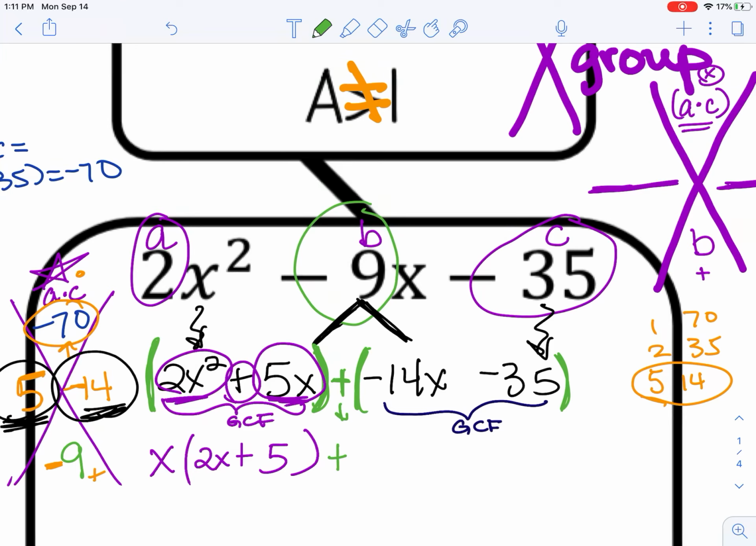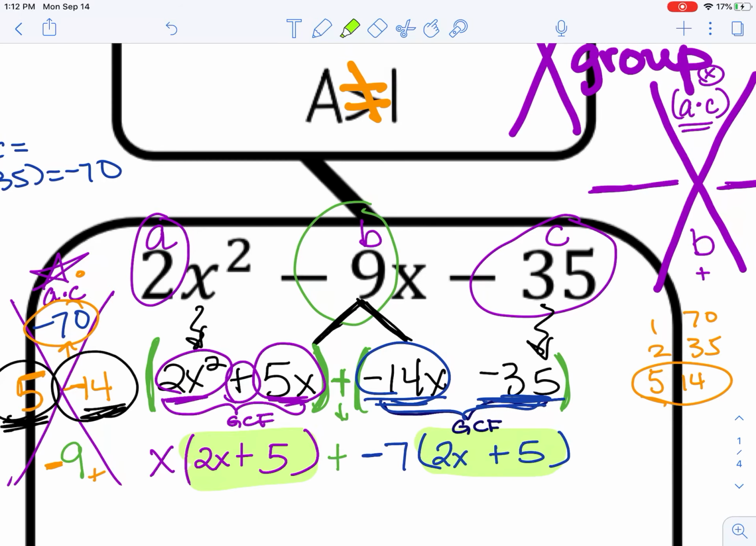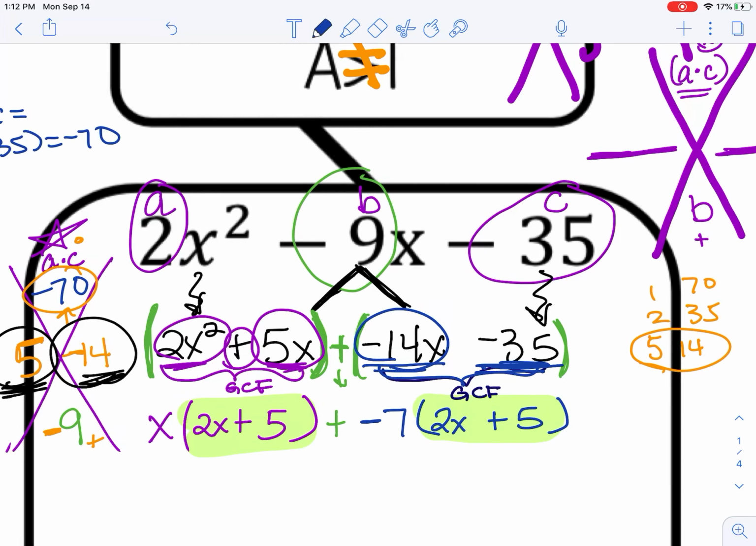Okay. I'm going to bring down the plus sign here, and now I'm going to pull out the GCF for this. So I know negative 14x and negative 35, I can pull out a negative 7 from both. That leaves me with negative 14x divided by negative 7 is just 2x, and negative 35 divided by negative 7 is a positive 5. Now here's the thing. If I did this right, these 2 parentheses should be the same, and they are. If they're not for you when you do your grouping, you probably made a mistake.